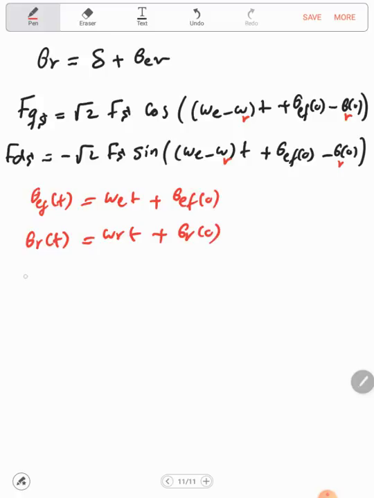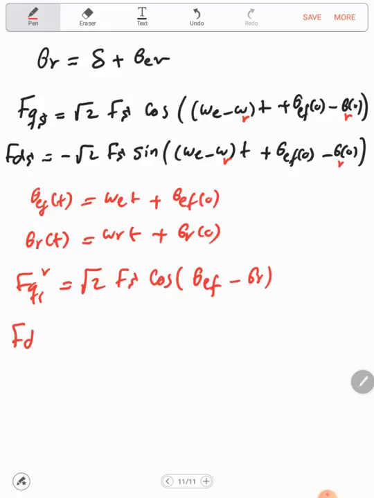So now we can write F_qs^r equal to square root of 2 F_s cosine (theta_ef minus theta_r), and F_ds^r equal to minus square root of 2 F_s sine (theta_ef minus theta_r). This is to show you that this is not a different representation, this is the same representation, but simply in the rotor reference frame.